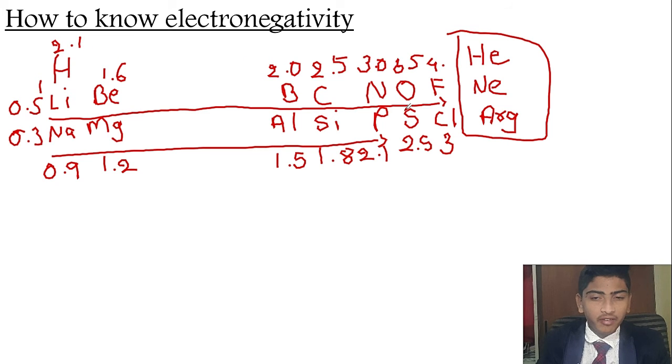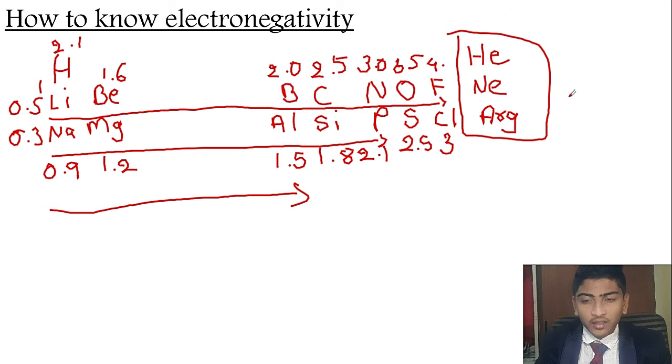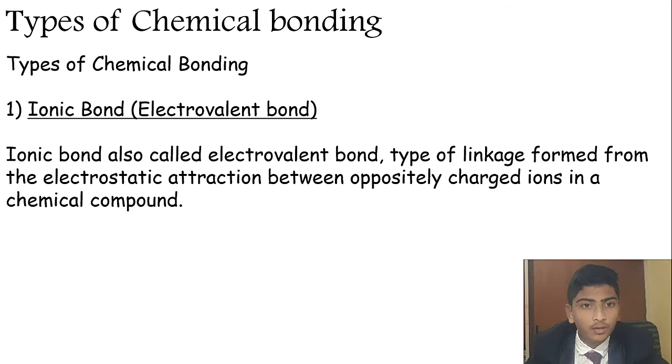So these are the electronegativities of these elements. Hydrogen 2.1, lithium 1, beryllium 1.6, boron 2, carbon 2.5, nitrogen 3, oxygen 3.5, fluorine 4, sodium 0.9, magnesium 1.2, aluminium 1.5, silicon 1.8, phosphorus 2.1, sulfur 2.5, chlorine 3. If we see this pattern, electronegativity increases from left to right and decreases from top to bottom in the periodic table. This is electronegativity. Now chemical bonding.